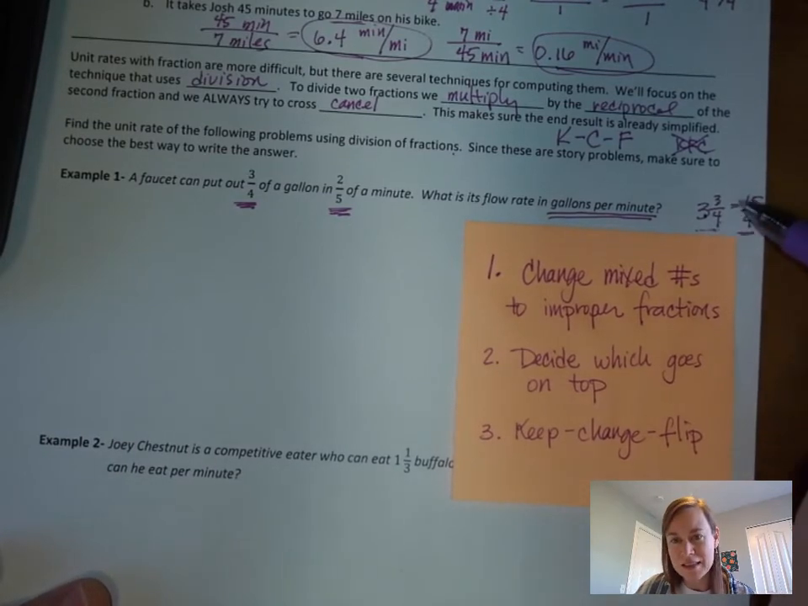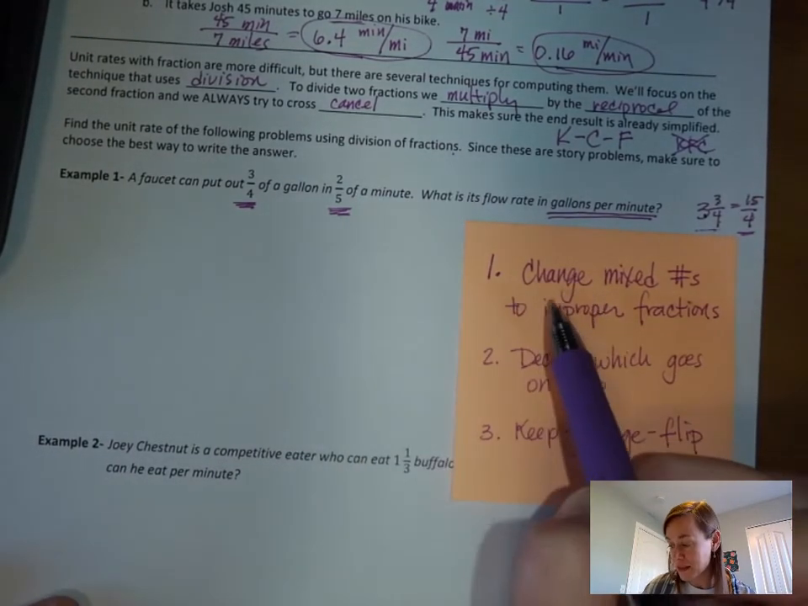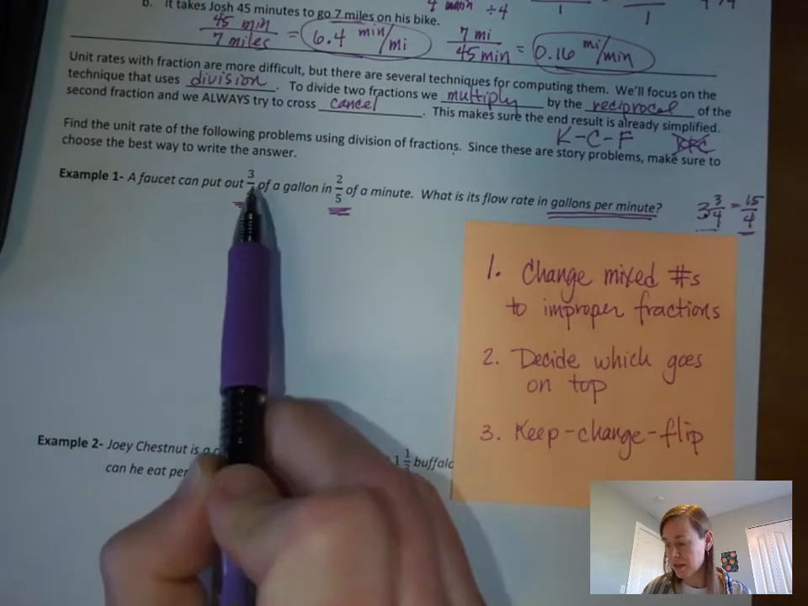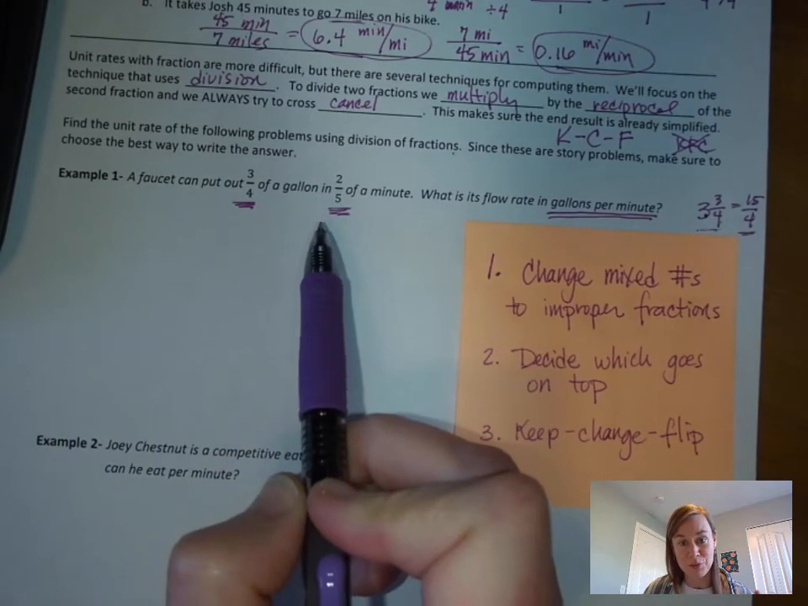Okay, so now this has nothing to do with this problem. It was just an example. So let's get back to this problem. So do we have any mixed numbers to change to improper fractions? No, that's normal and that's normal. So we're good on step 1.